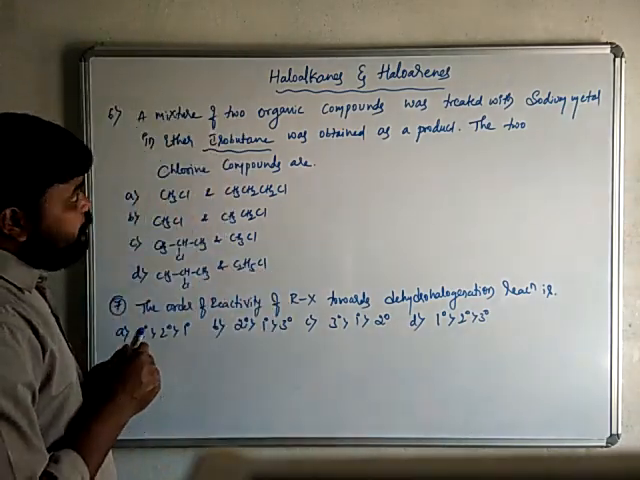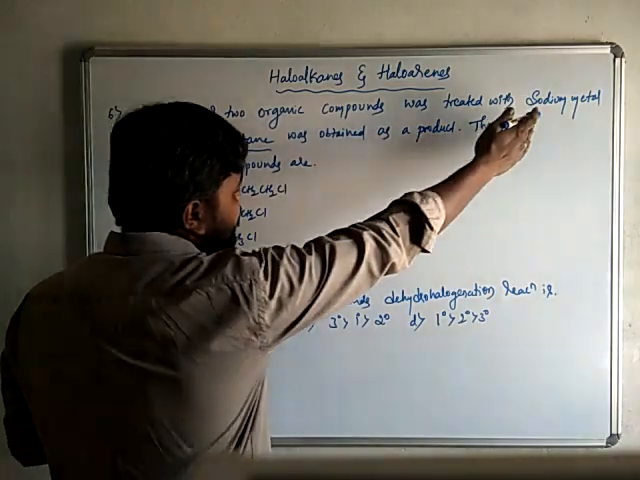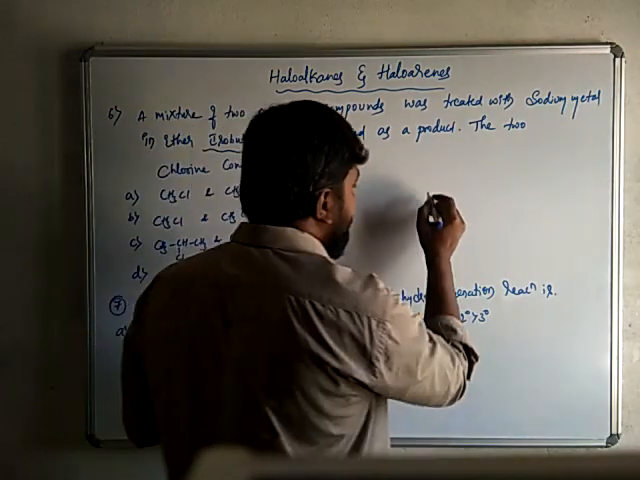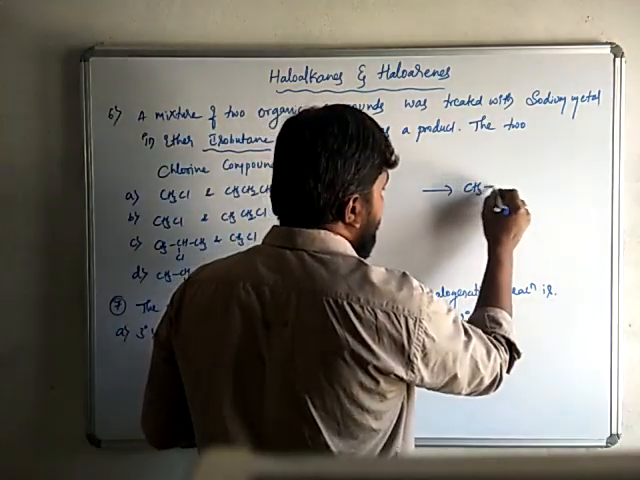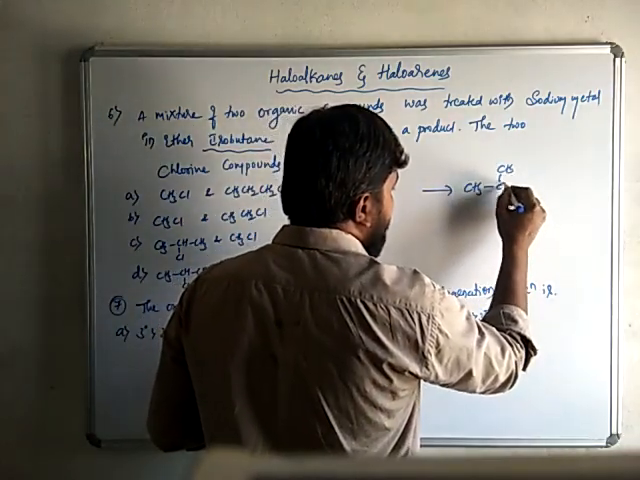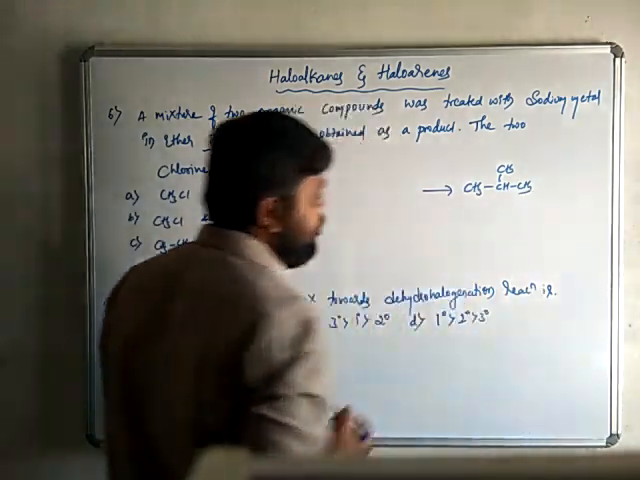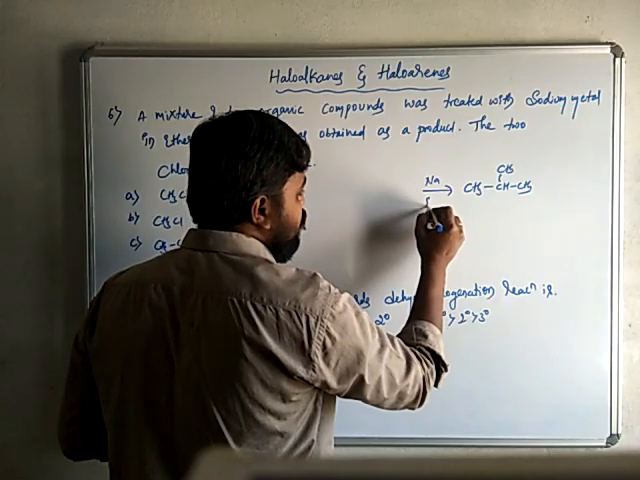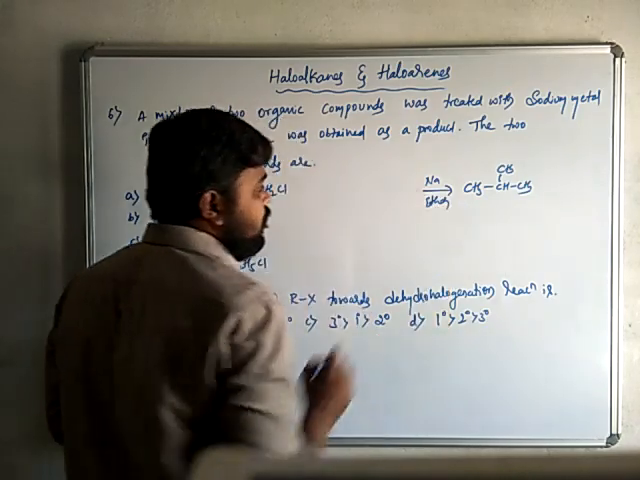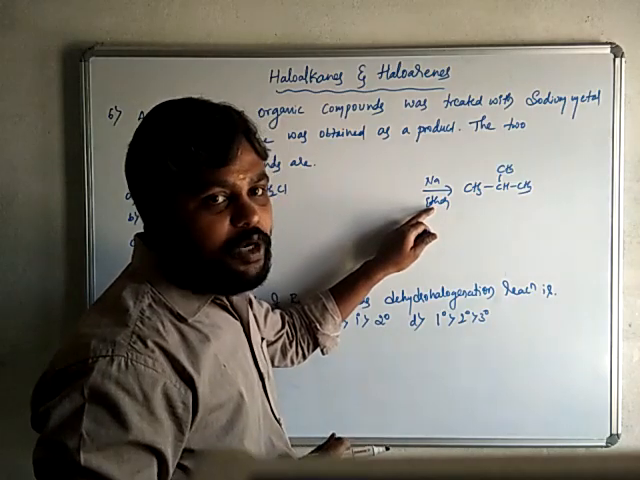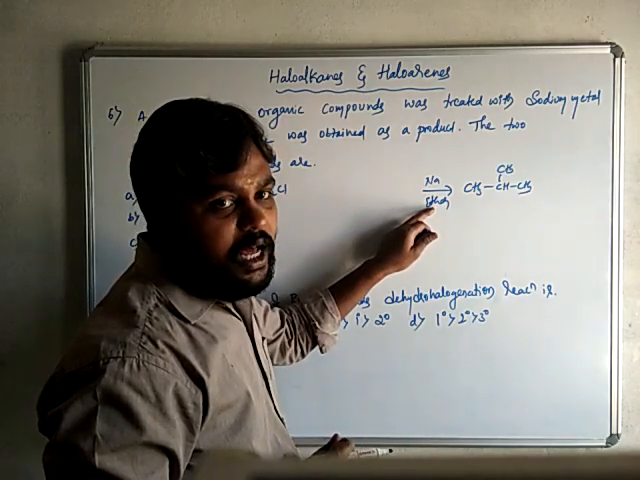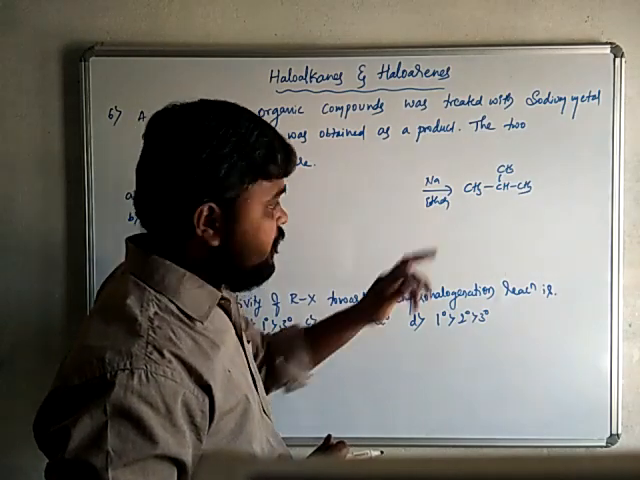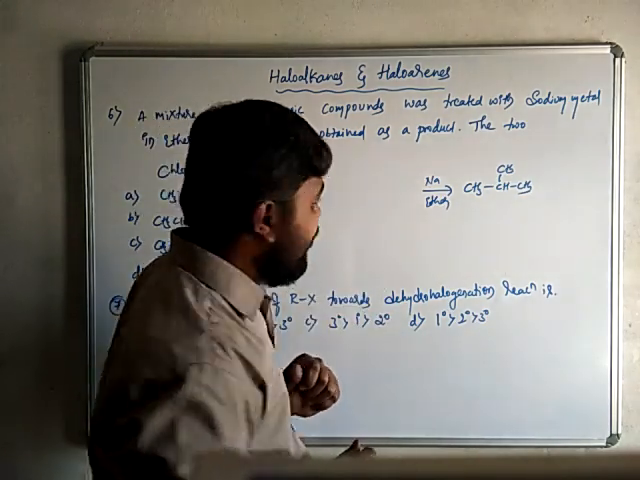So here two organic compounds are treated with sodium metal in presence of ether, and it gives isobutane. The formula of isobutane here is CH3 CH(CH3) CH3. So it is obtained by treating two organic compounds with sodium in presence of ether. Why do we take ether here? It's a non-polar solvent. If you take polar water as a solvent, sodium immediately catches fire with the water. To avoid that, we take non-polar ether here.